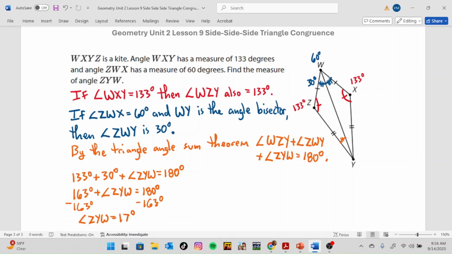I hope this makes sense to you. Remember that once you know that two triangles are congruent, then corresponding angles are also congruent. Remember that if you have an angle bisector, then it divides an angle in half. Remember that all three angles inside a triangle must add to 180 degrees. And you can go step by step using the information that you have to find the information that you don't have.